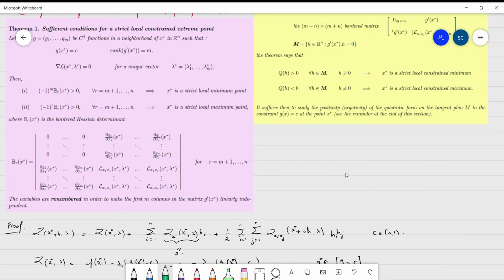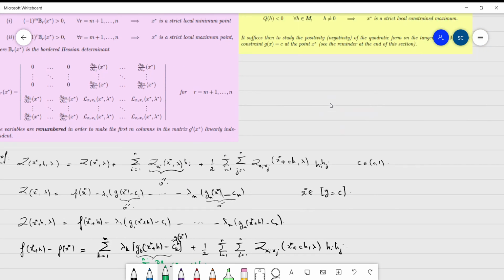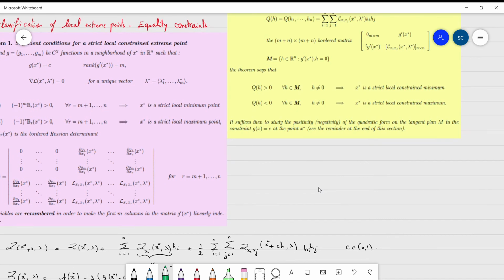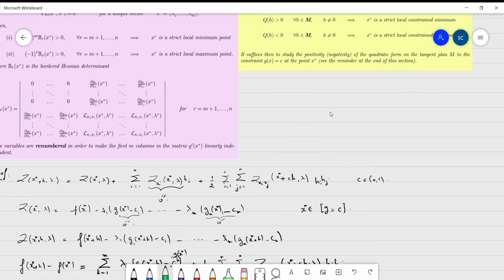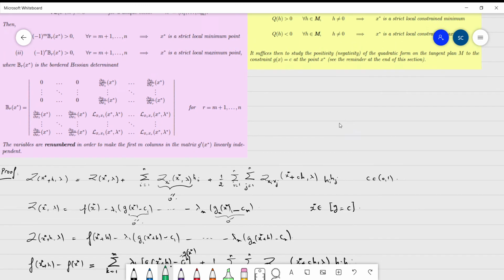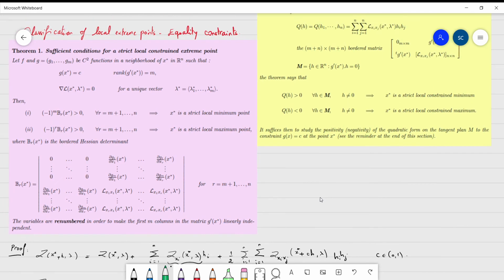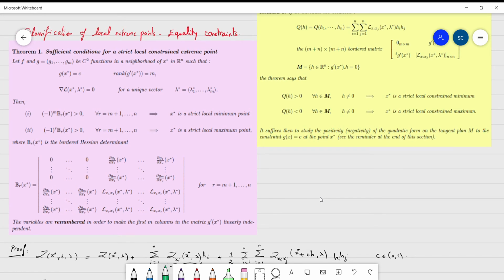So it comes naturally. We use the tools to extend the idea to the constrained situation, using comparison and Taylor's formula. So let's do an application and see an example of how to apply the theorem.